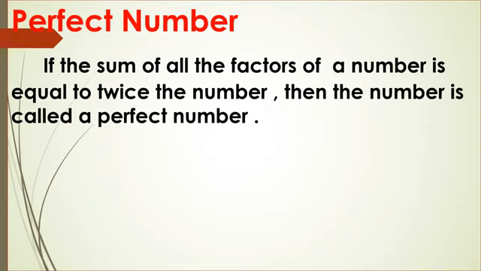First of all, you have to find out the factors of the given number. Then find out their sum. If that sum is twice the given number, then it is called a perfect number. Now see the example.